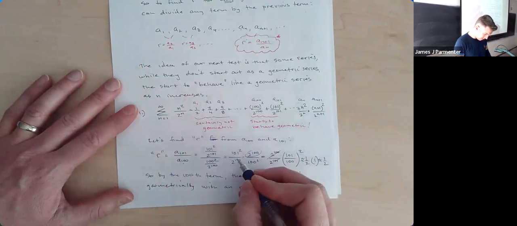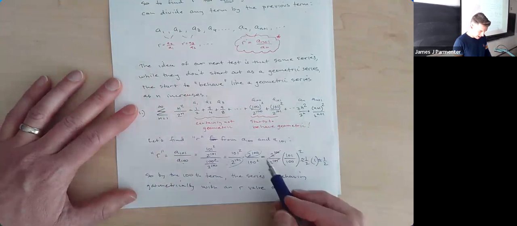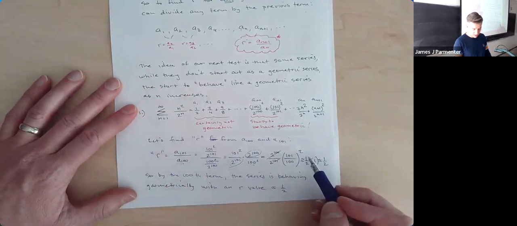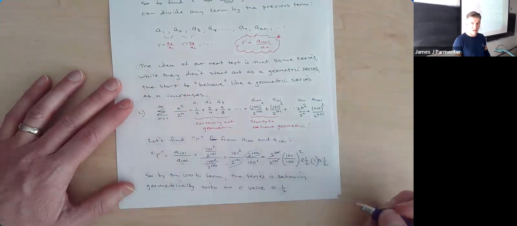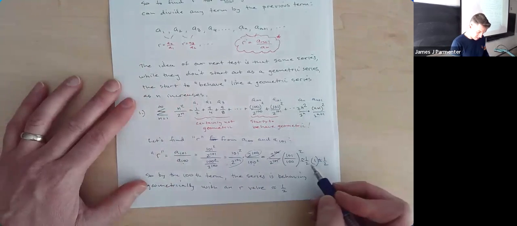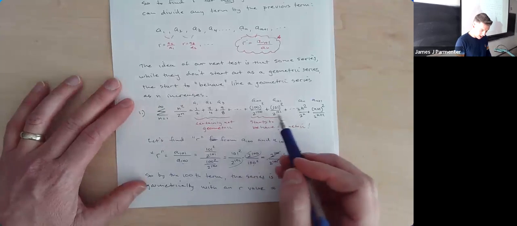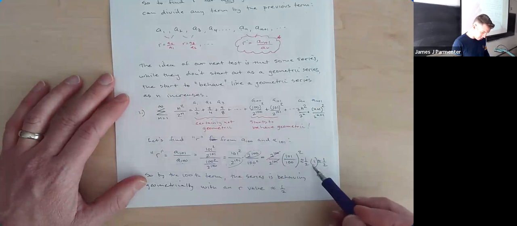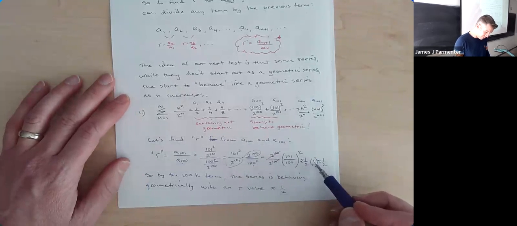This part over this part is just 1/2. And 101 squared over 100 squared is just 101 over 100 squared, which is 1.01 squared, which is 1.0201, which is very close to 1. So we're getting 1 there. So when you go way out here, the numbers get really close to 1/2 times 1.